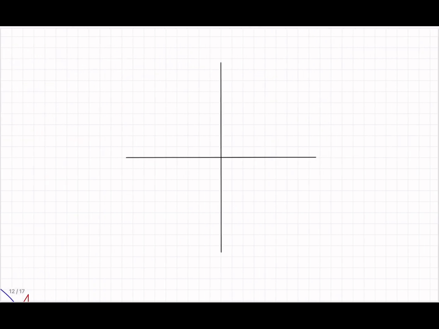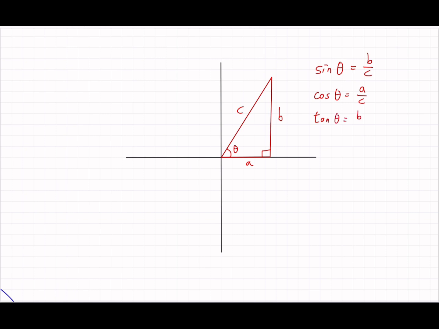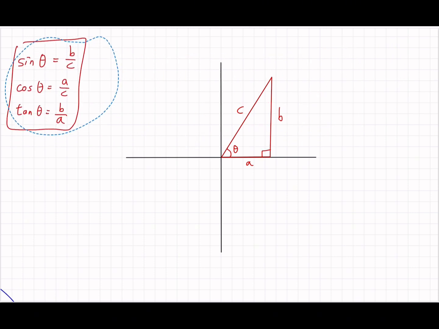Okay, so for trigonometry, of course, we have to start with the right triangle, because the right triangle is the basis for all of trigonometry. The first thing that we learned is what is a sine, what's a cosine, what's a tangent. If we label these lengths A, B, and C, and this is theta, then sine of theta, where theta is the angle, is equal to B over C. Cosine of theta is equal to A over C, and tangent of theta is equal to B over A. This is what we have always known. So let's put that here.